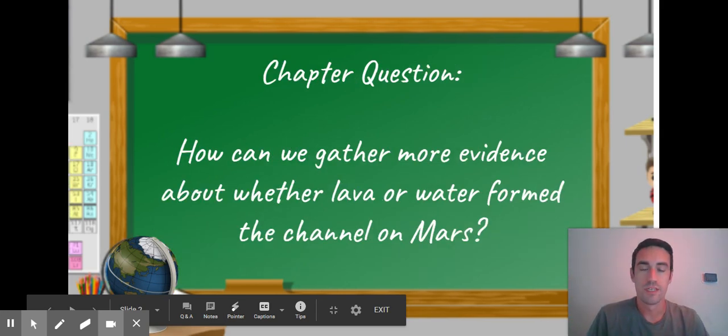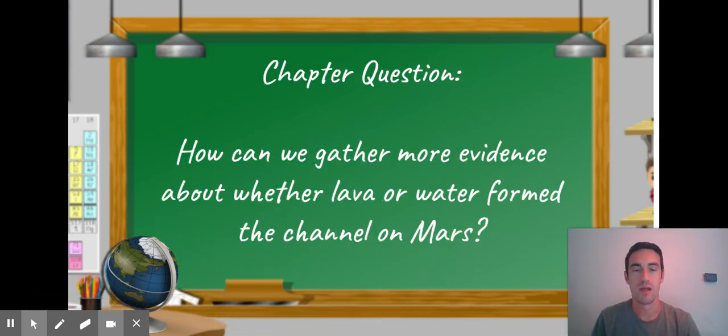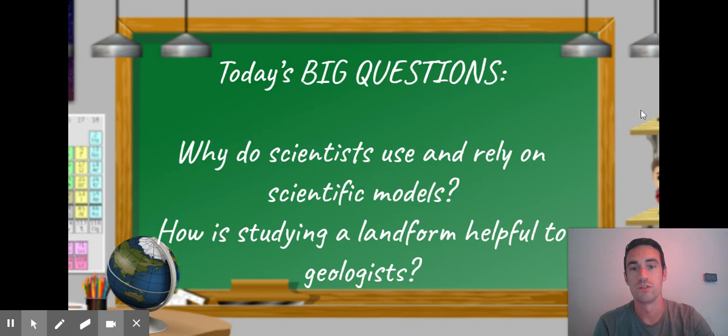Okay, as we go through today's class, we're going to make sure we're keeping in mind our chapter question of how can we gather more evidence about whether lava or water formed the channel on Mars. That should be in the back of our head as we go through everything, because ultimately we're trying to connect what we do to the channel that we're looking at on Mars and see how we can find that evidence. So the two questions we should be trying to answer today are, why do scientists use and rely on scientific models? And how is studying a landform helpful to geologists?